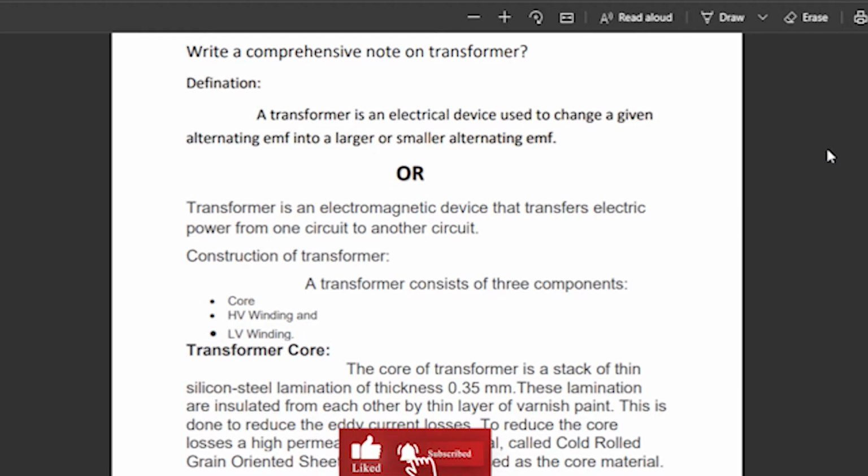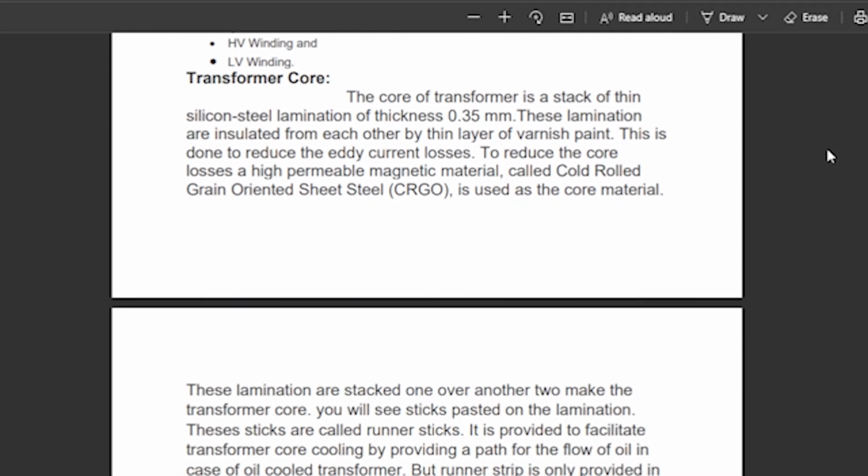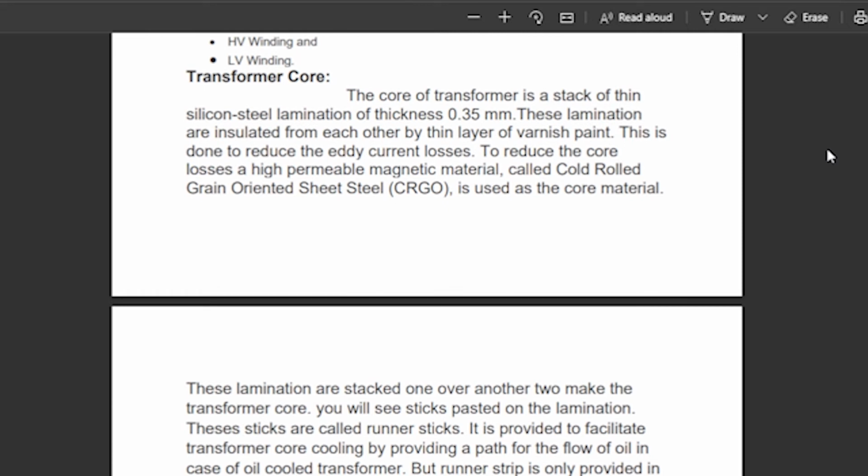The construction of transformer includes core, HV windings and LV windings. Transformer core. The core of transformer is a stack of thin silicon steel laminations of thickness 0.35 mm. These laminations are insulated from each other by a thin layer of varnish paint. This is done to reduce the eddy current losses.